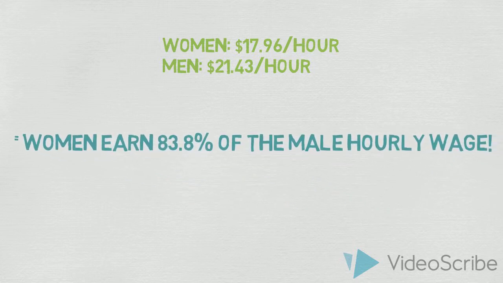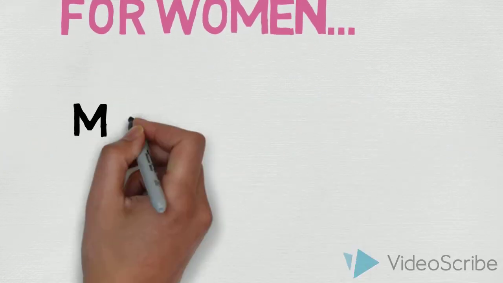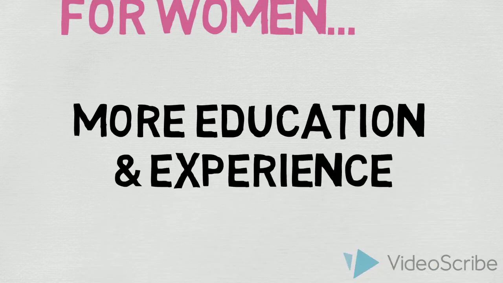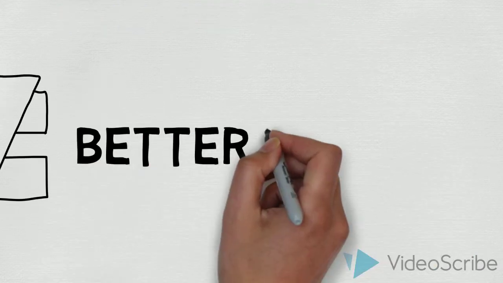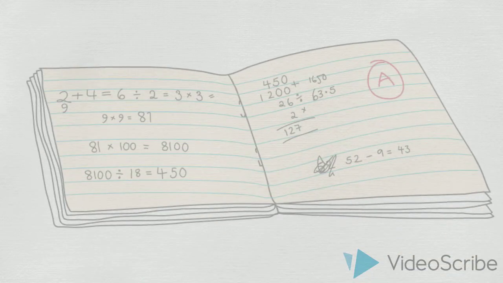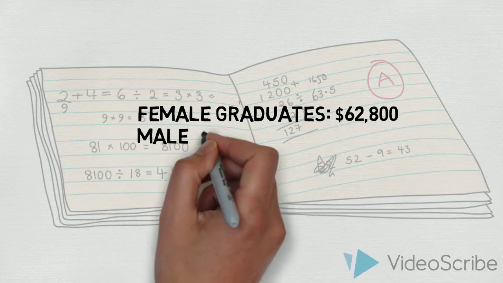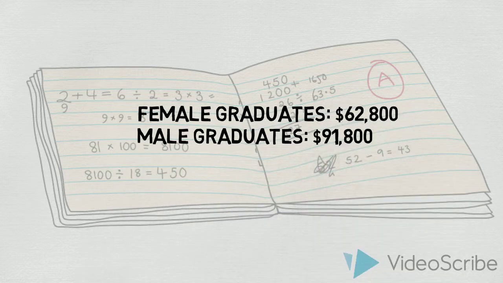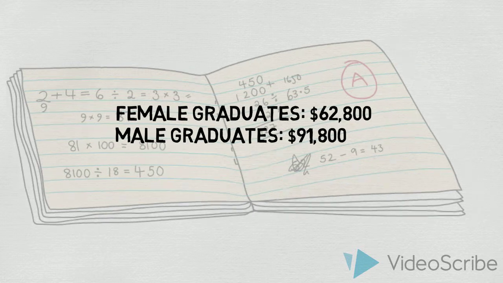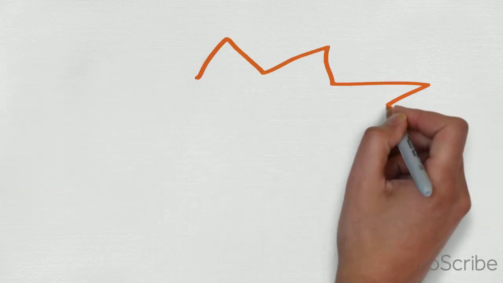The wage gap is seen even when education and experience are accounted for. For women, more education and experience does not result in better income. Although more women graduate from university, they are not earning as much as men. Female graduates earn an average of $62,800, whereas males earn $91,800. The bottom line is that women make less than men.